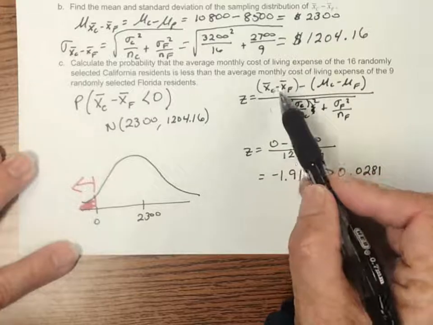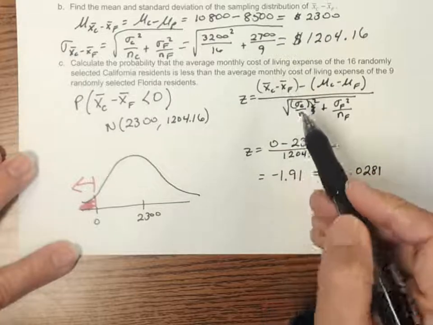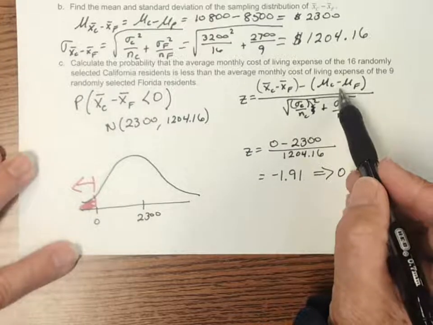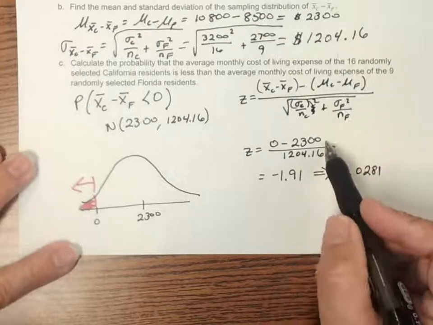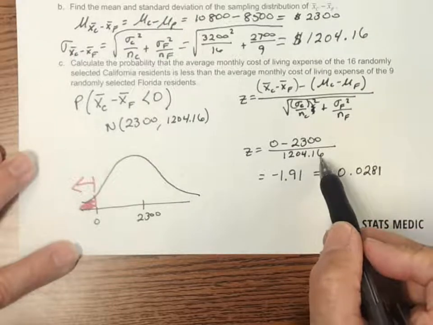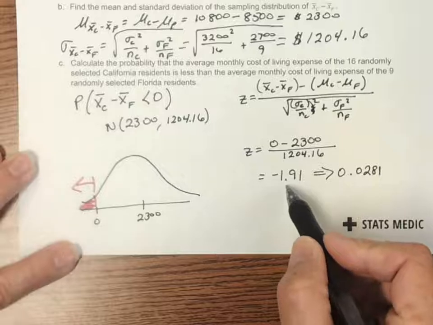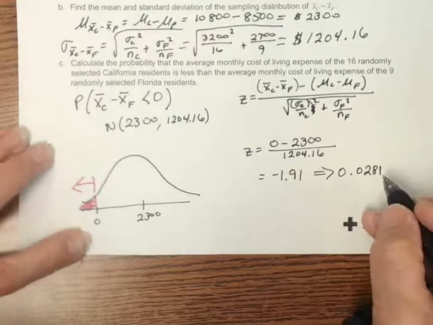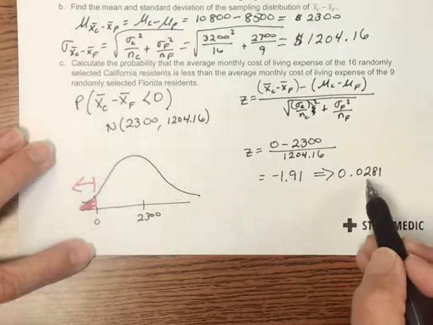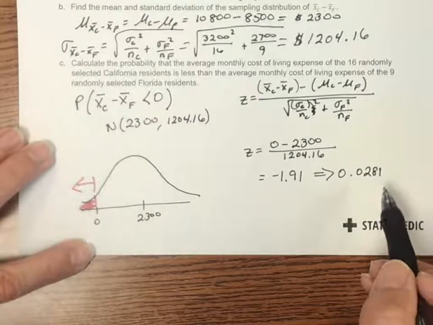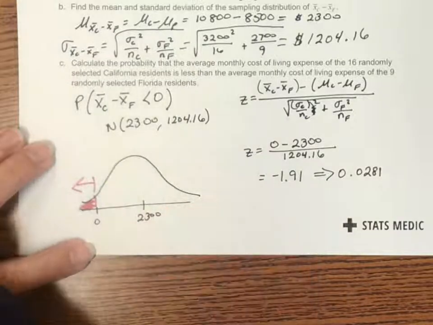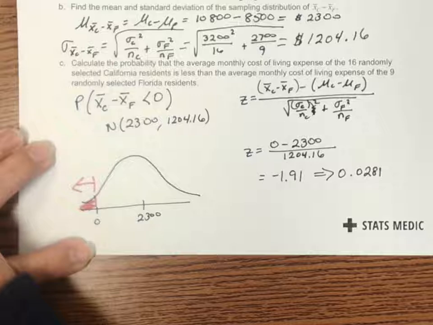And if I put in my values, the difference that I'm looking for is 0 minus the difference between the two, which is 2,300, divided by the standard deviation, which is 1,204 and 16 cents. I get a z-score of negative 1.91, which is a probability of 0.0281. So we have a 0.0281 probability of getting those samples, and that the cost in California is less than the average monthly living cost in Florida.